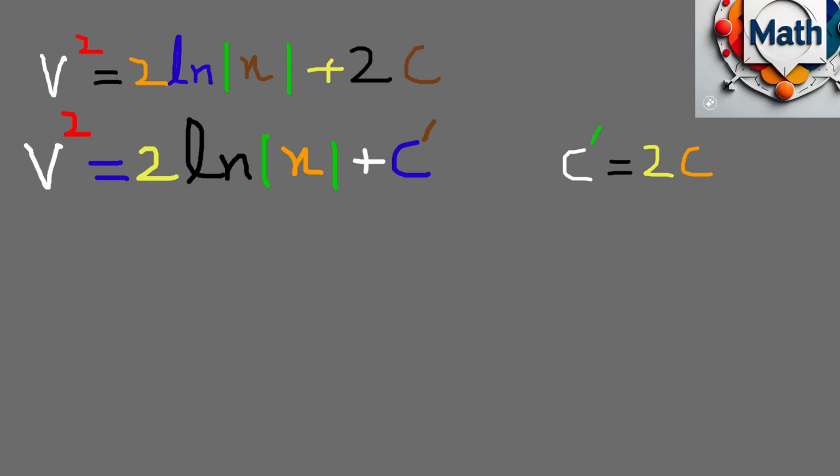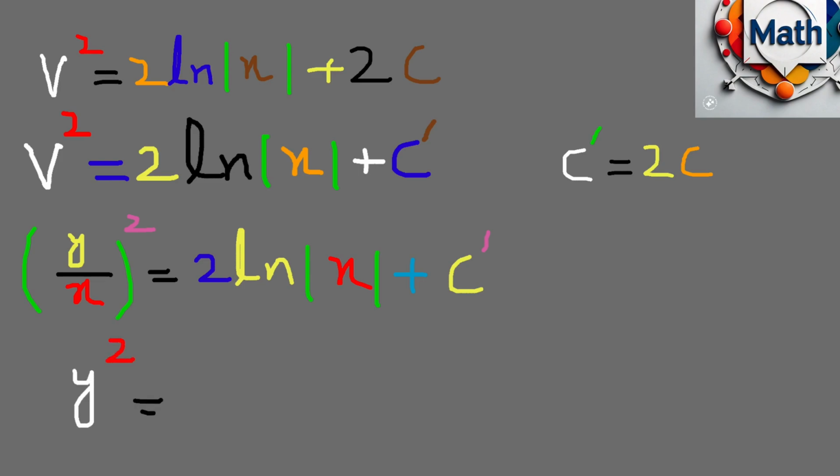Substitute v = y/x back into the equation, which becomes (y/x)² = 2 ln x + c'. Rearrange to the final form: y² = x² multiplied by the quantity 2 ln x plus a constant c'.